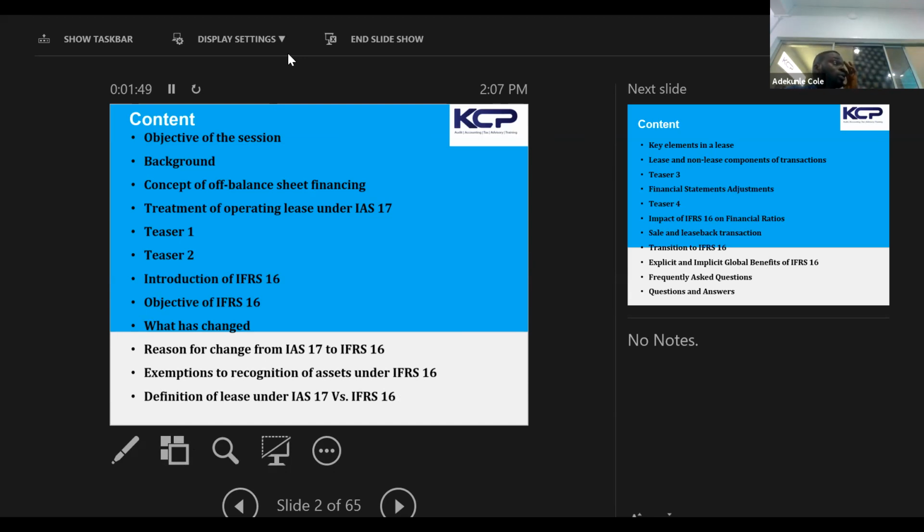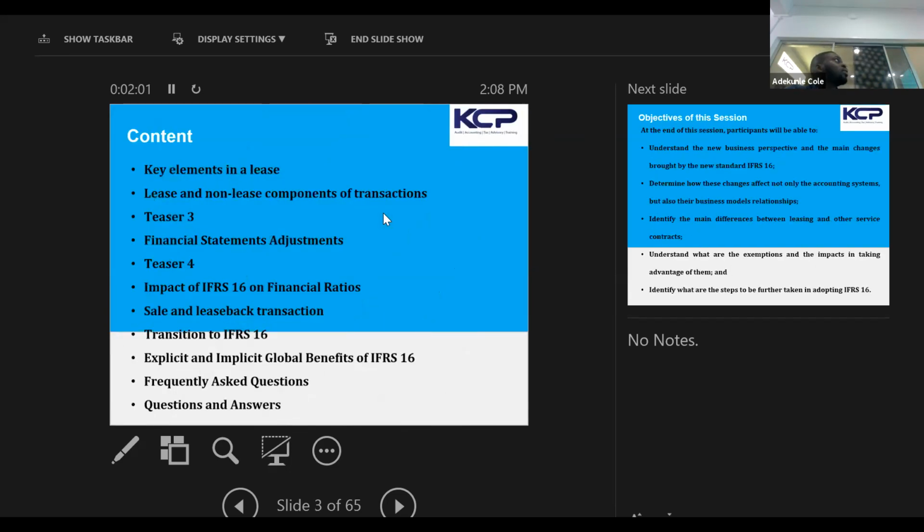Exemptions to recognition of assets under IFRS 16, definition of lease under both standards. Then key elements in a lease.